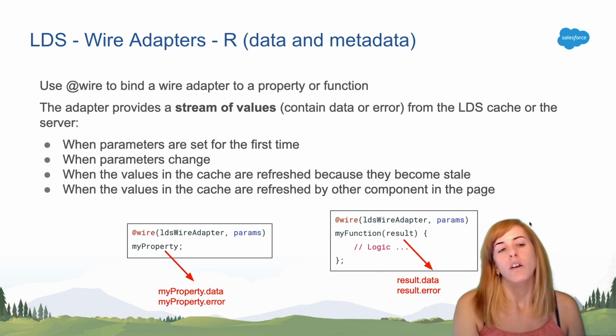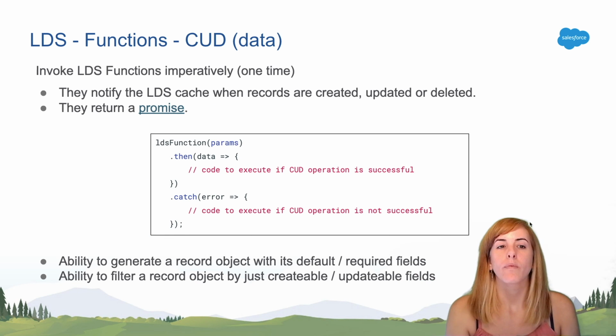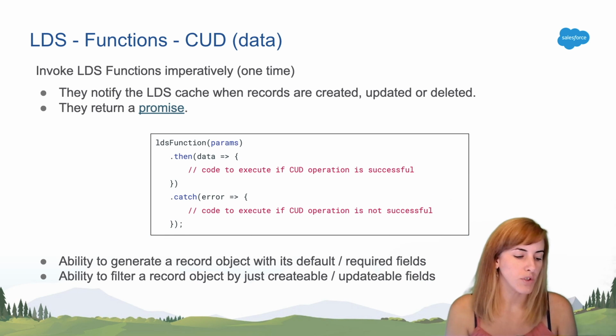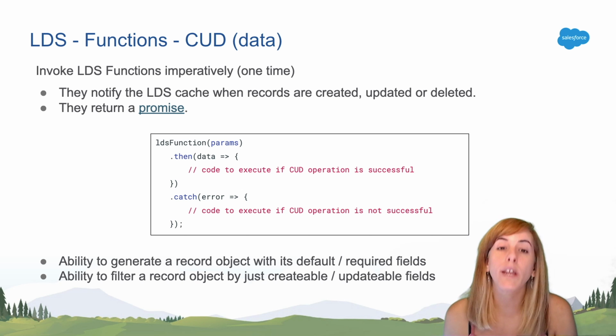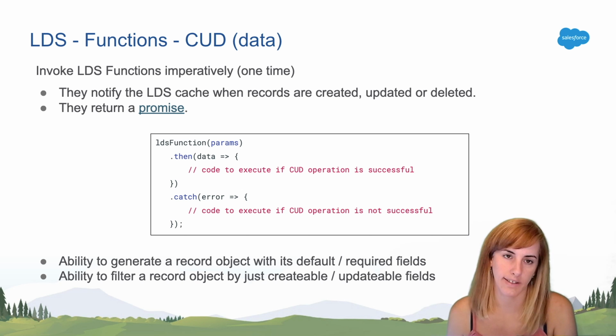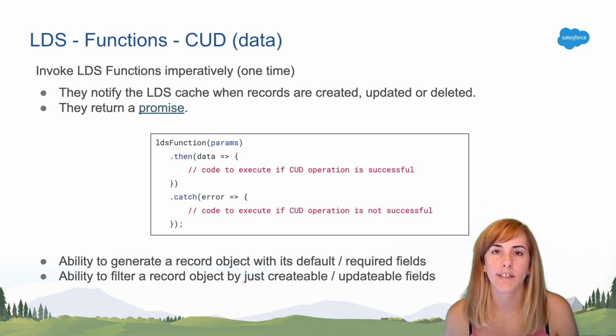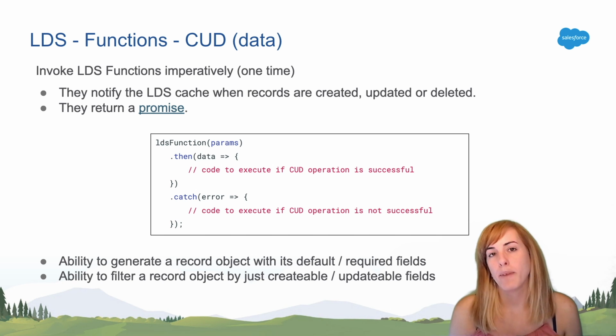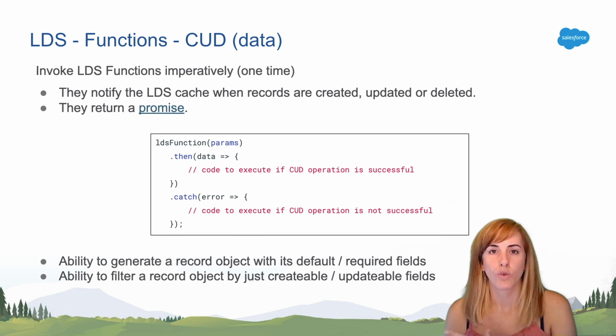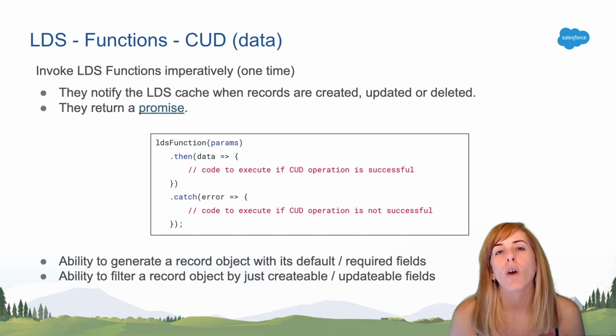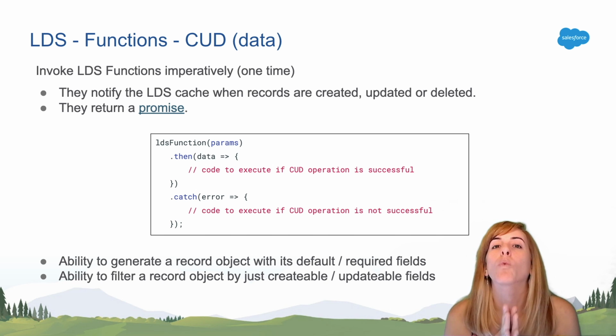Okay, so we have talked about how to read records using Lightning Data Service wire adapters. But for creating, updating, and deleting records, it doesn't make sense to delegate the control flow to the framework, but to invoke the functions just one time.